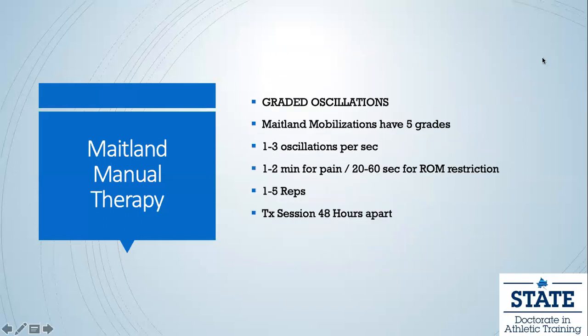So with Maitland, there are graded oscillations, and there are 5 grades. Other parameters we need to think about: there are 1 to 3 oscillations per second. There's 1 to 2 minutes of treatment for pain, and about 20 to 60 seconds for range of motion restriction, kind of like a treatment time there. And then we'll do 1 to 5 reps using the oscillations and time we'll do them. And lastly, make sure treatments are about 48 hours apart.